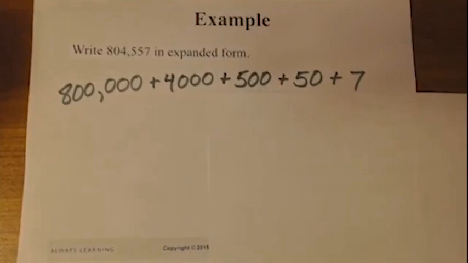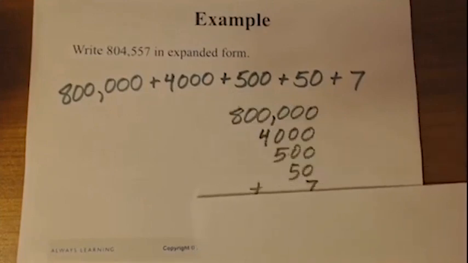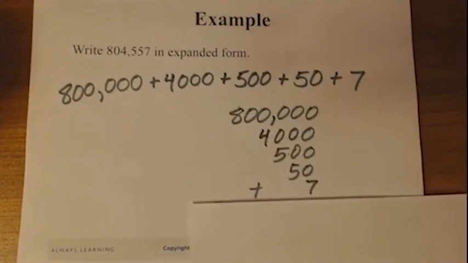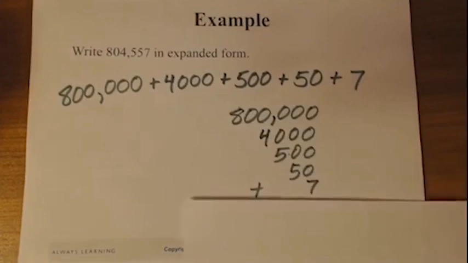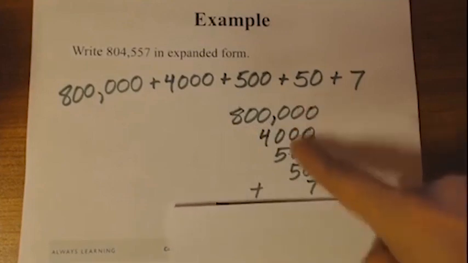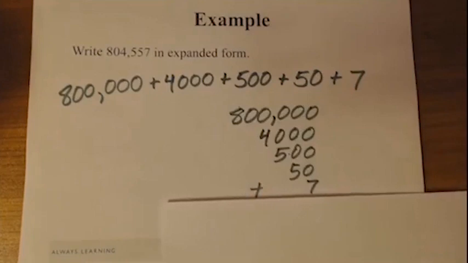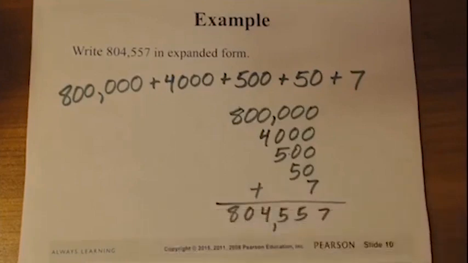I want to show another thing that this does. If we were to add these vertically and put in each of our numbers, notice that every column only has one number in it that's not a 0. So it's almost like the number just falls into place.